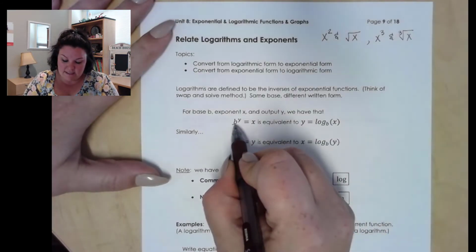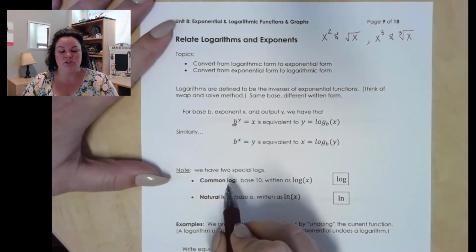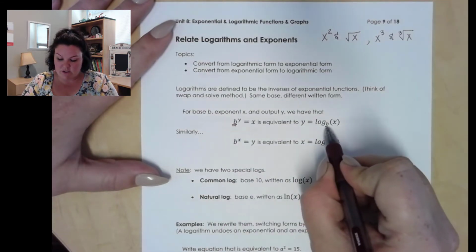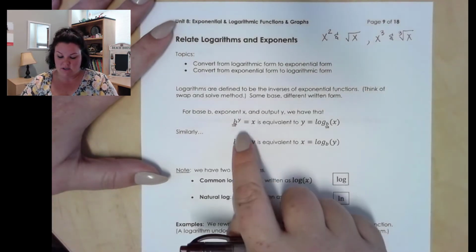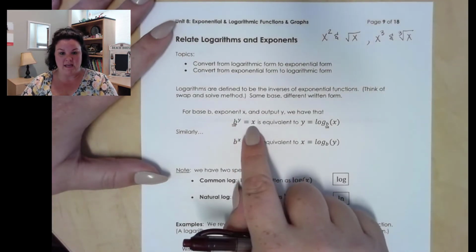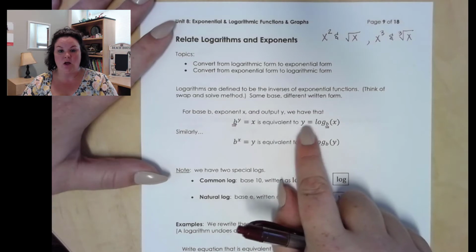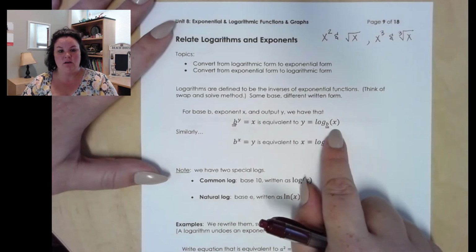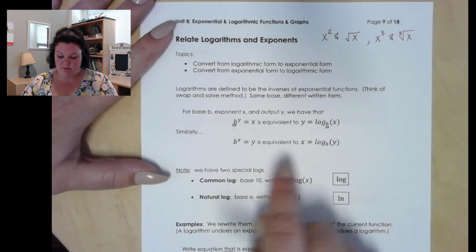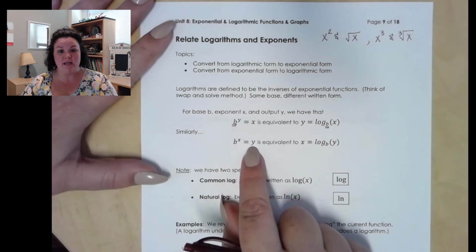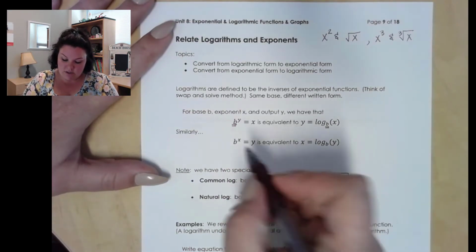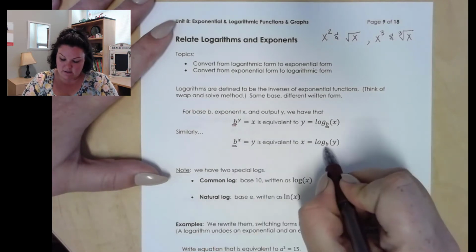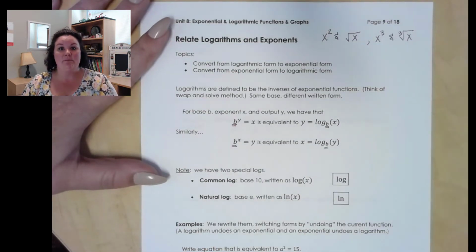Whatever the base is of our exponential function also needs to match what our log base is. So by definition, if b to the y equals x, then y equals log base b of x. Or similarly, if we have b to the x equals y, then x equals log base b of y. Notice in both cases we have the same base.